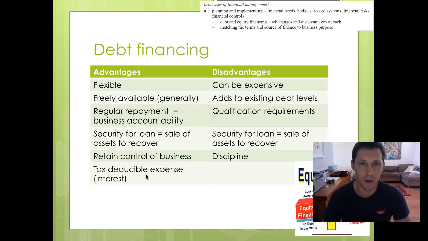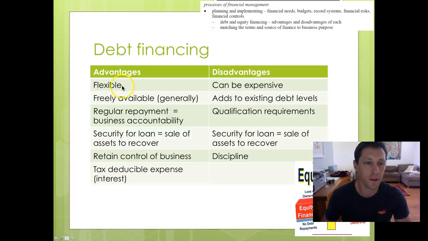So we're just going to look now at the planning perspective and in the context of the processes of financial management. Okay, what are some of the key advantages and some of the key disadvantages of both debt and equity financing? Again, it's something we have touched on before, just to reiterate some of these key points. So I'll go step by step, starting with debt financing.